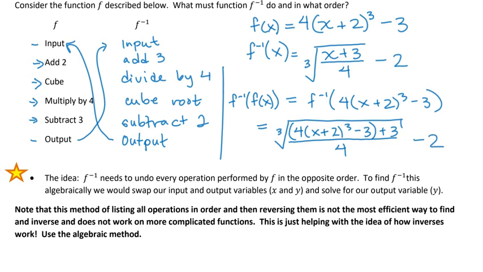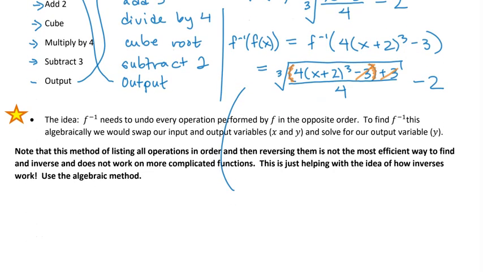So a little bit messy looking, but notice what starts to happen. This set of parentheses that I wrote around what I was plugging in, I don't really need it. I'm not multiplying by anything. I don't have any powers or functions directly applied, so I'm not going to worry about those. What I notice is that I'm subtracting 3 and then adding 3, so those are going to cancel. Let's see, I'm going to sneak down here a little bit. So I'm left with the cube root of 4 times (x plus 2) cubed over 4, minus 2.